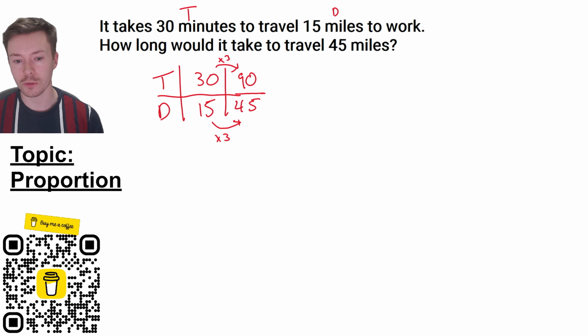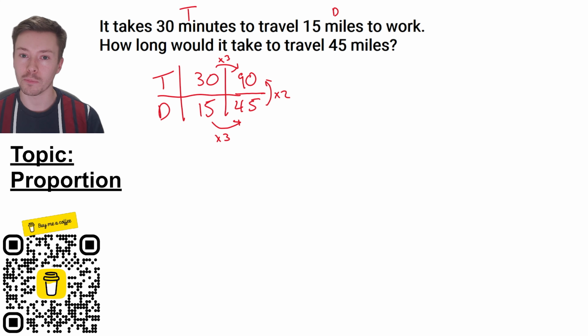Okay, now that's the first method to do this, and if you notice here, to get from the bottom row, or the distance, to the amount of time it would take, you times by 2. Now, that is important because actually that's the scale factor, that's the proportion that they're in. One is double the other.